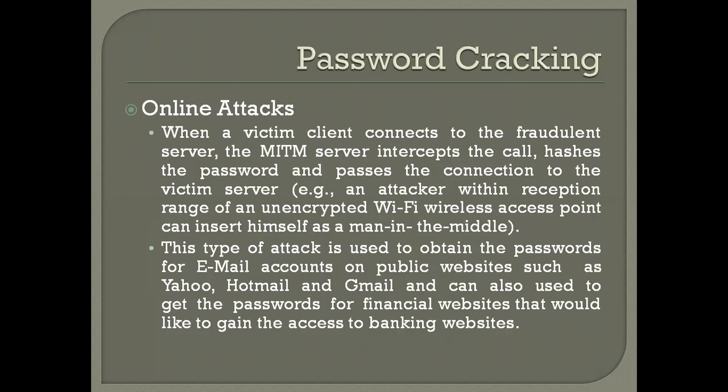For example, an attacker within the range of an unencrypted Wi-Fi wireless access point can insert himself as the man in the middle. So if you know the Wi-Fi password, then you can easily crack the server also. This type of attack is usually used to obtain passwords for email accounts on public websites such as Yahoo, Hotmail, and Gmail, and can also be used to get passwords on financial websites, gaining access to bank websites also.